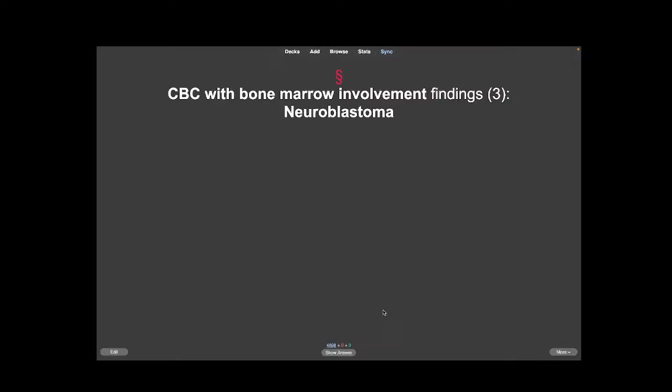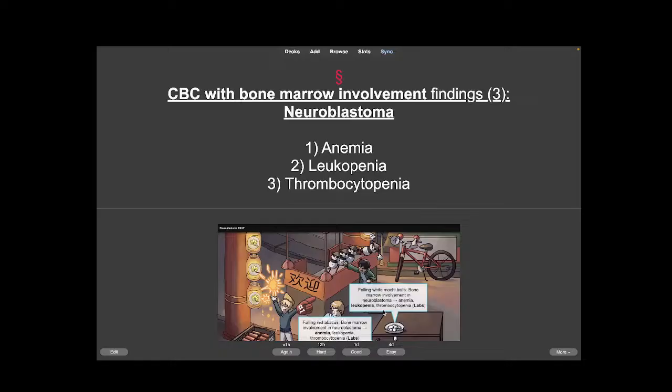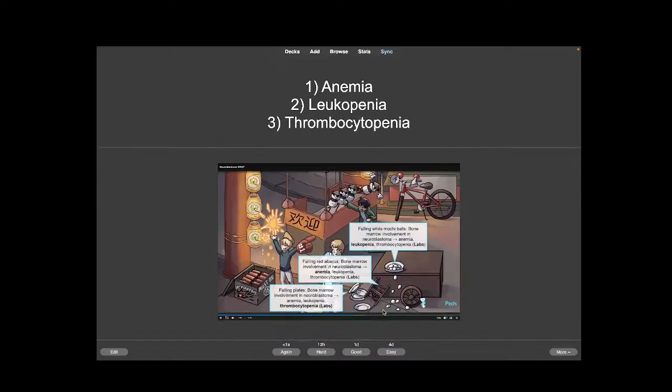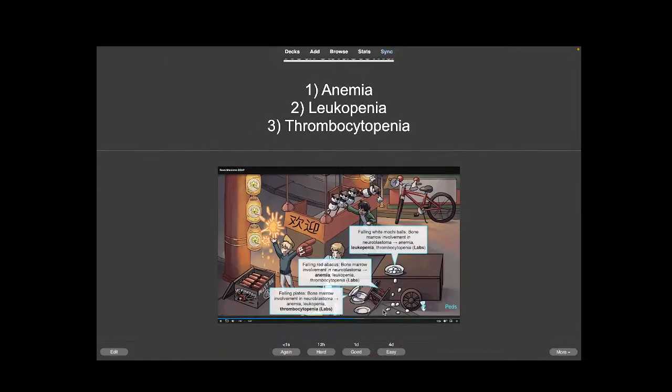CBC with bone marrow involvement. In a neuroblastoma case? You got yourself anemia, leukopenia, thrombocytopenia.